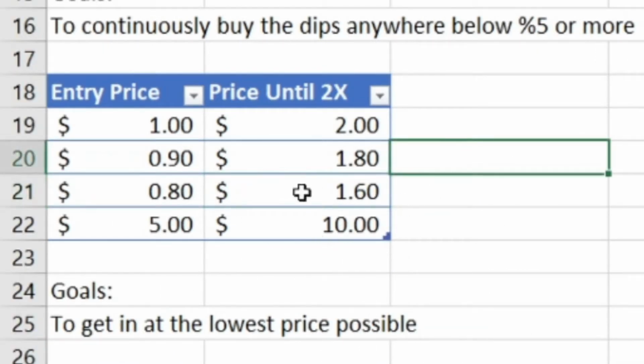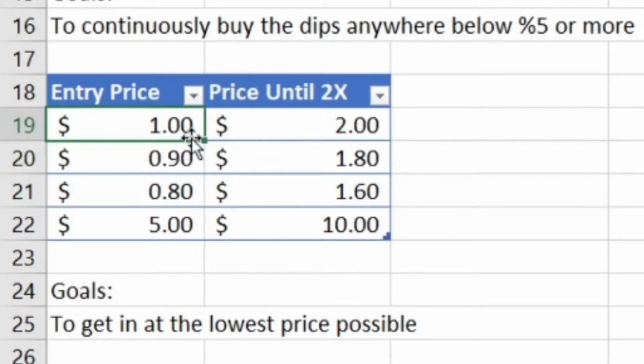Something I also realized while creating the chart is, for you to 2x your money, your entry price needs to move itself. And what I mean is, let's say I got in at $1, it would need to move itself 1 to 2 for me to 2x my money. And if I got in at 80 cents, it would need to move itself another 80 cents to $1.60 for me to 2x my money.